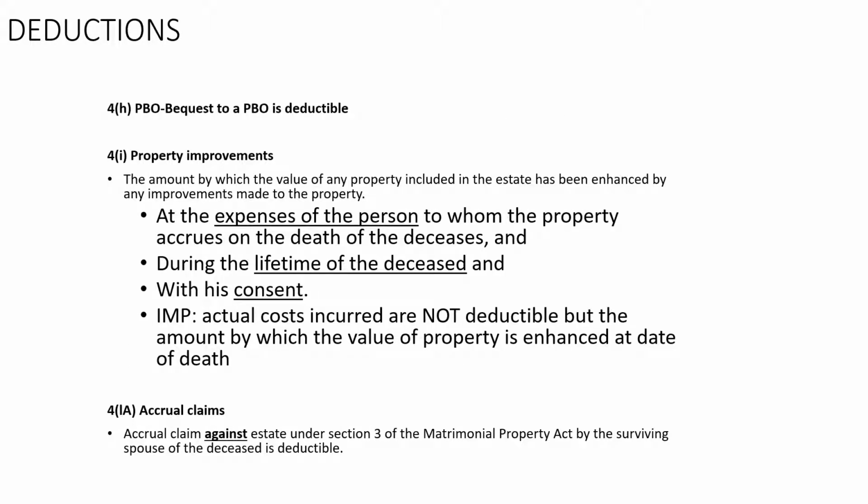Any donation to a public benefit organisation is deductible under Section 4H. Any property improvements is also deductible under Section 4I. Important to note, it's not the actual cost that is deductible, but the amount by which the value of a property is enhanced at the date of death. Section 4IA, any accrual claim against the estate under Section 3 of the Matrimonial Property Act is deductible.